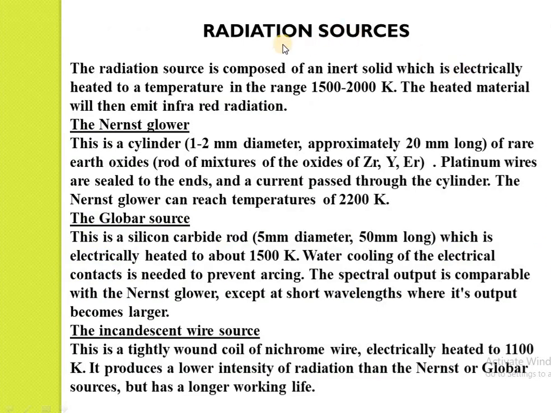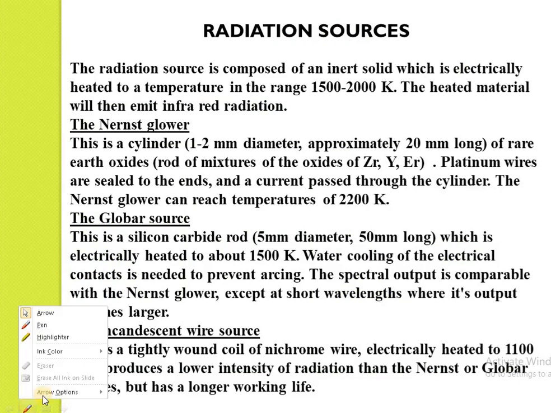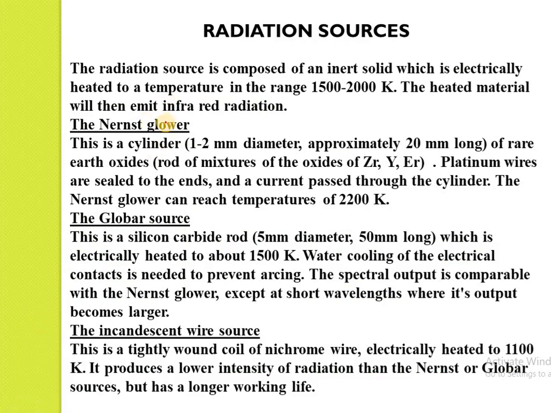And now the radiation sources which are mainly used. The main one is the Nernst glower, which is a cylinder of rare earth oxides, that is, a rod of mixtures of the oxides of zirconium, yttrium and erbium. Platinum wires are sealed to the ends and the current is passed through the cylinder. The Nernst glower can reach a temperature of 2200 Kelvin.